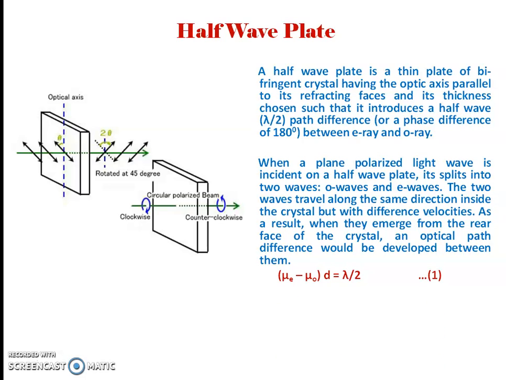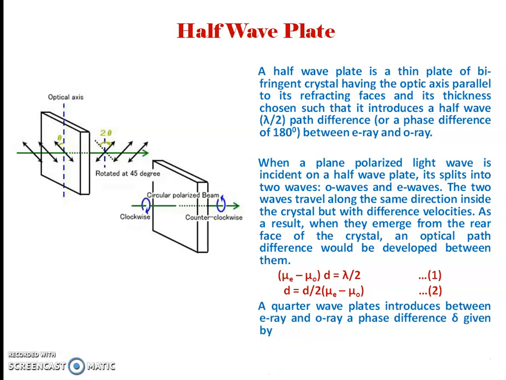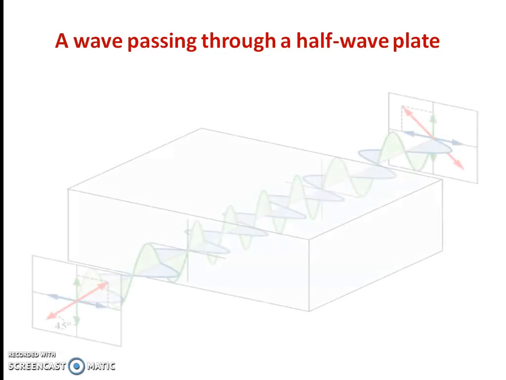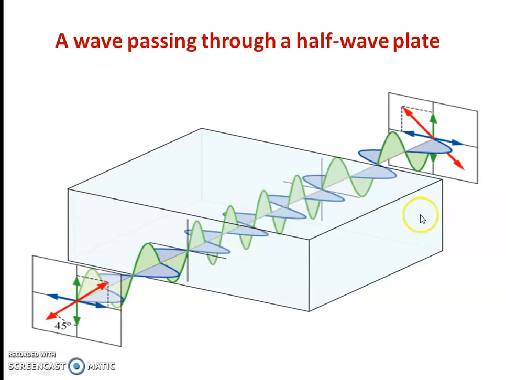So here we can write (mu E minus mu naught) into d is equal to lambda by 2, and d is equal to lambda by 2 into (mu E minus mu naught), as equation number 2. So a half wave plate introduces between the E ray and O ray a phase difference delta that is given by delta is equal to 2 pi by lambda into path difference, that is nothing but 180 degrees. So this is nothing but a half wave plate. Now a wave passing through a half wave plate is like this. This is how the wave passes through a half wave plate.